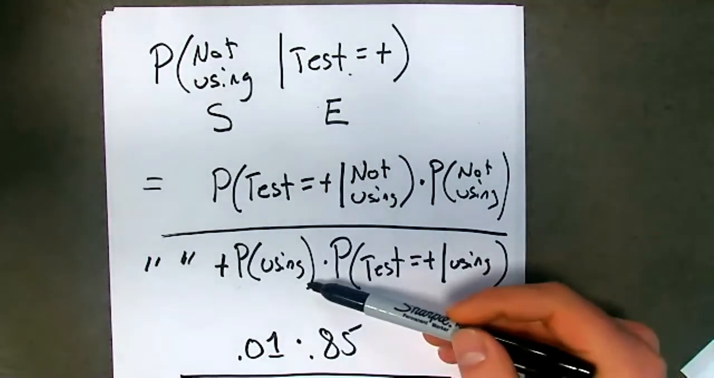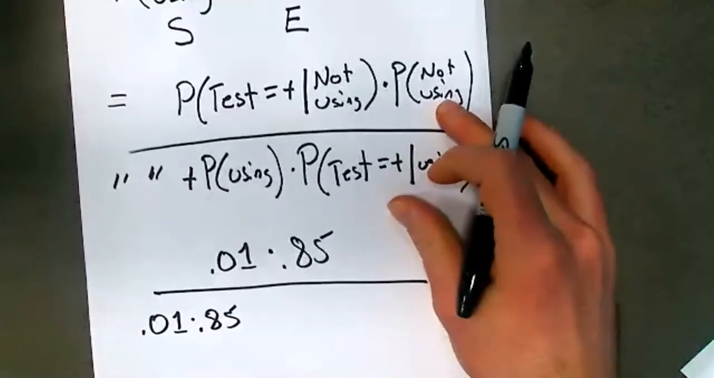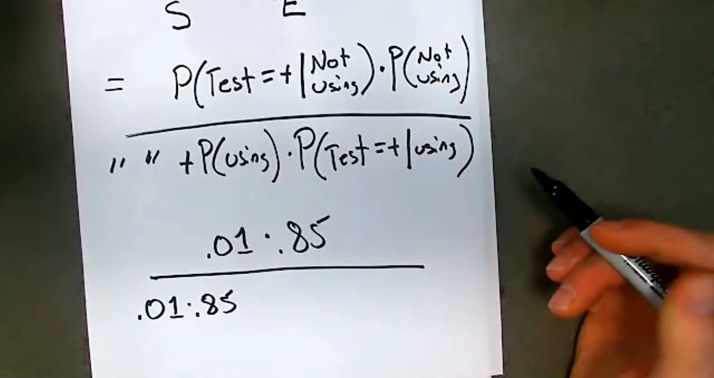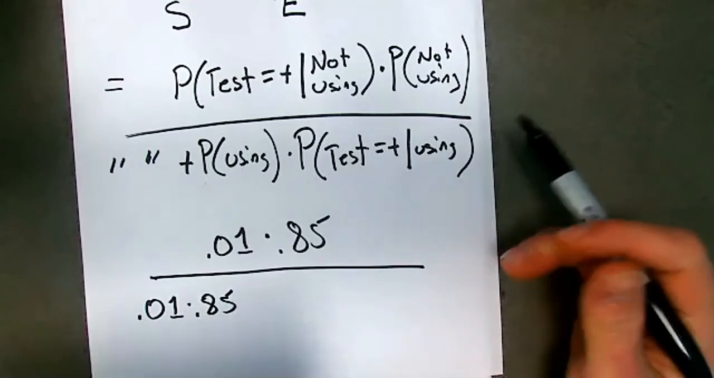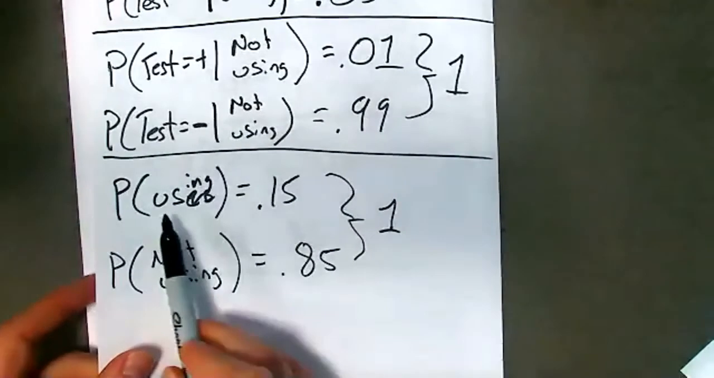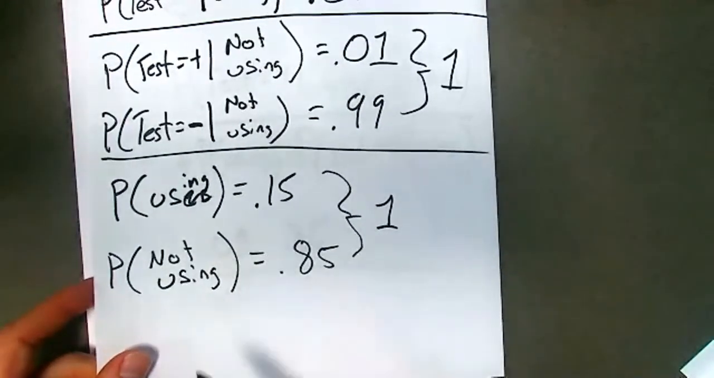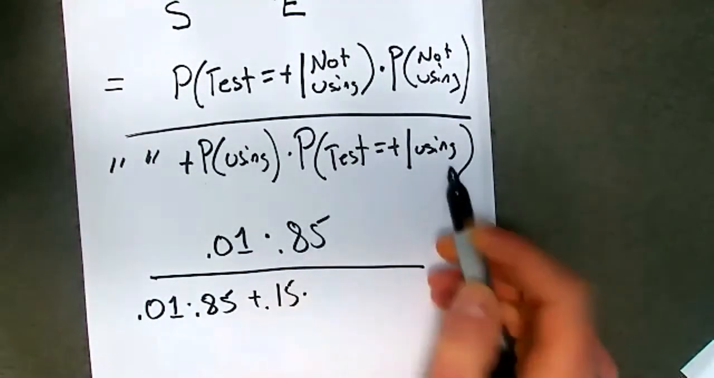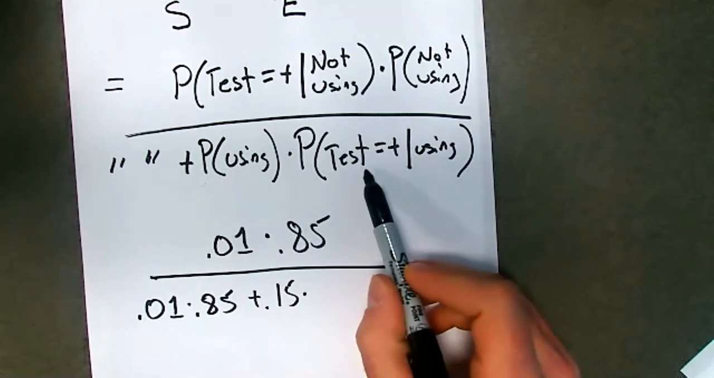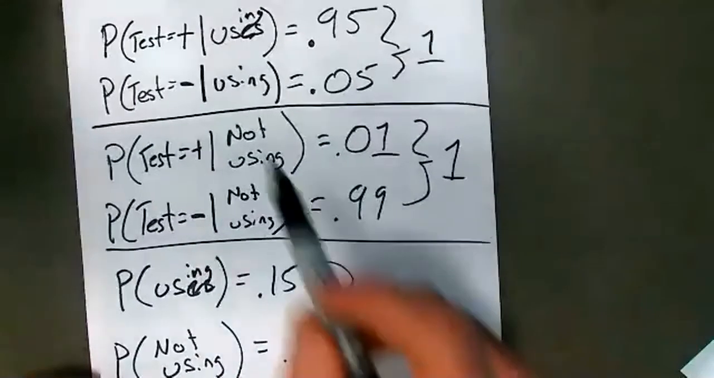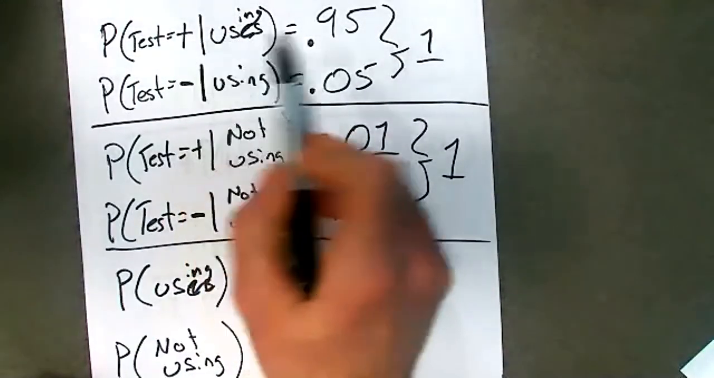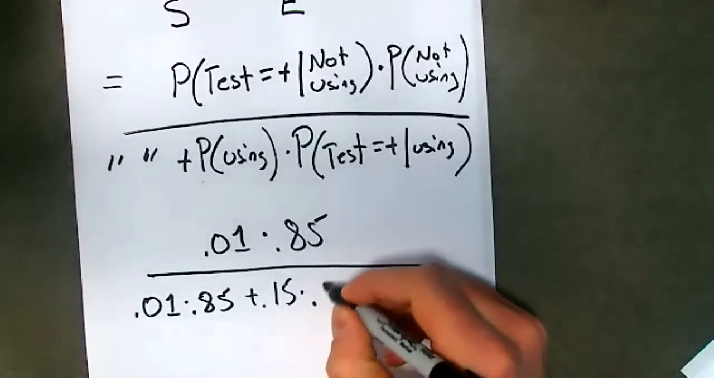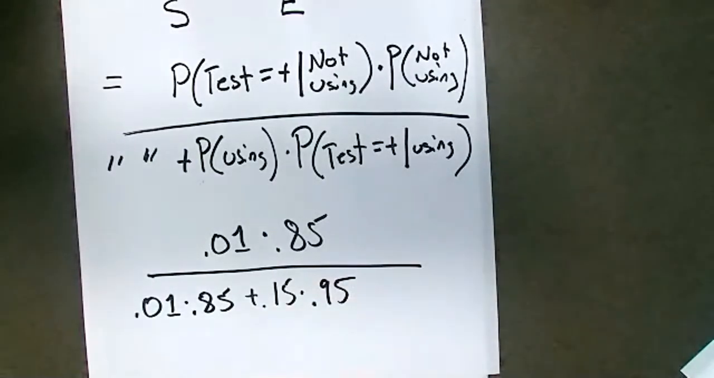Now, what's the probability that they're using? I go back. Well, the probability they're using was 0.15. So plus 0.15 times, given that they're using, the probability the test comes back positive is 0.95. Now it should be a little bit easy. Now I just enter that into my calculator.